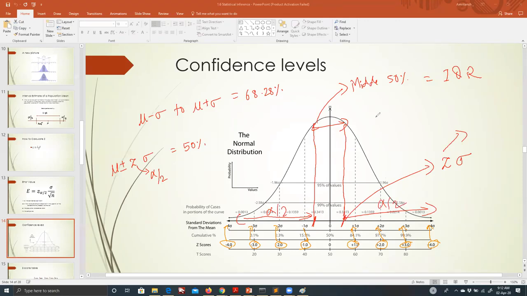If you are covering the middle 50% only, then alpha has to be 50% anyways, right? So alpha by 2 would be 0.25. So basically mu plus minus z 0.25 sigma. It is not written as a percentage, it's just written as decimals. Now the whole problem is, how do you know what z 0.25 is? You cannot remember, and it's not expected for you to remember everything anyways.